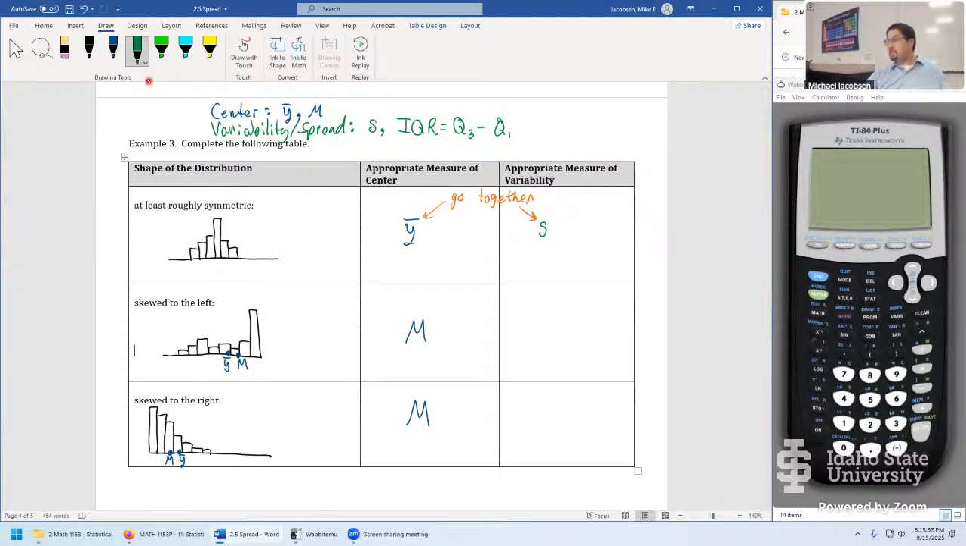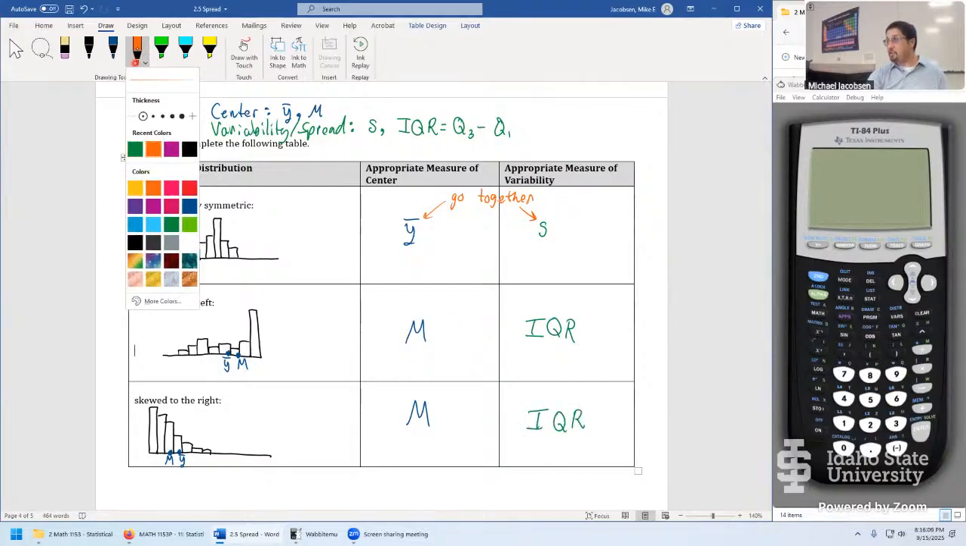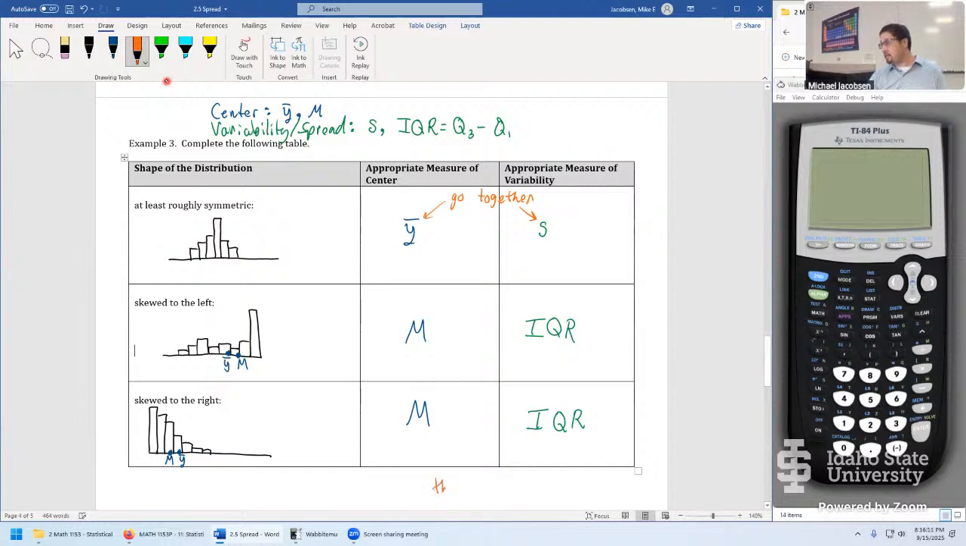And for variability, same kind of comment. The median is linked now with the interquartile range. So in both cases, IQR. And same comment as below. These go together. Let's emphasize that a little bit better. Go together always. I think that's an important word to add in there.